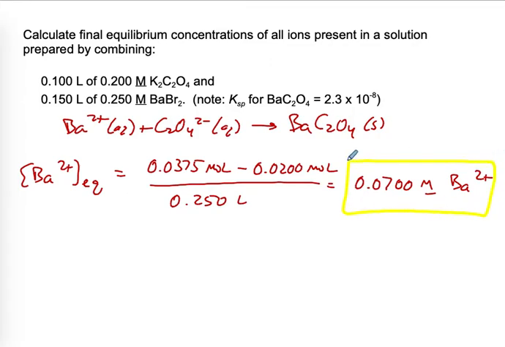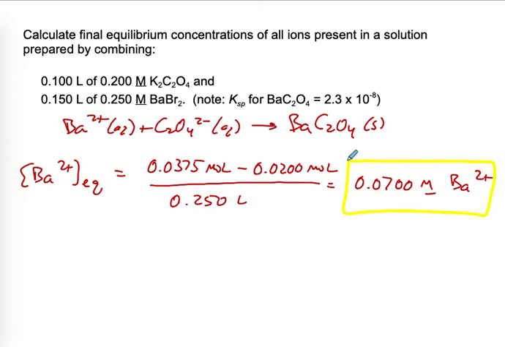Now, oxalate we said was the limiting reactant, which means it's all going to get used up. Does that mean that the equilibrium concentration of oxalate is 0? No, that can't be the case.